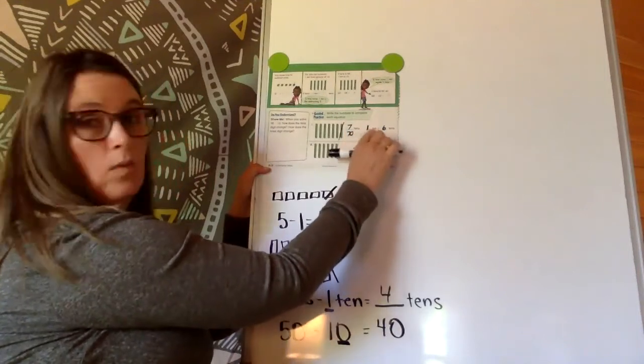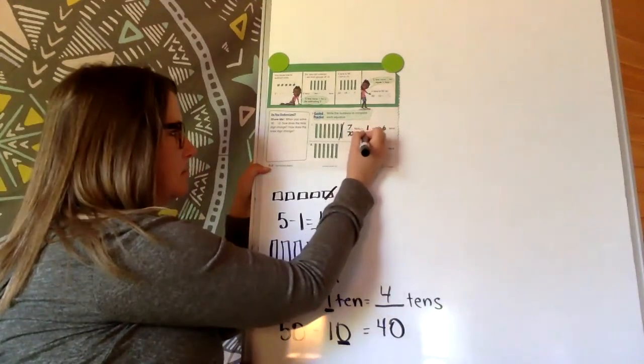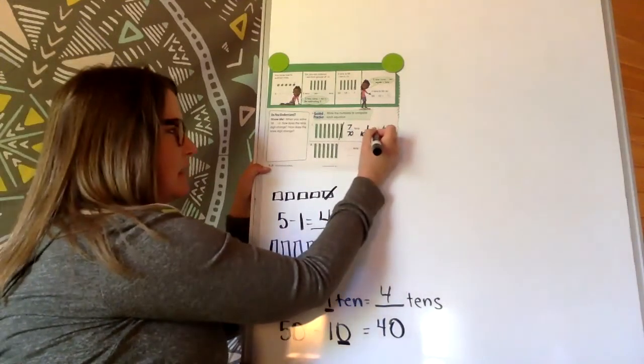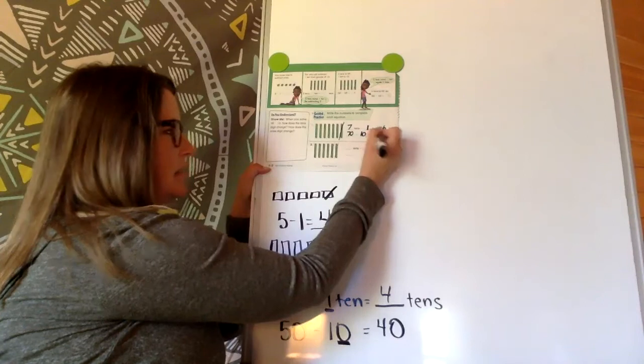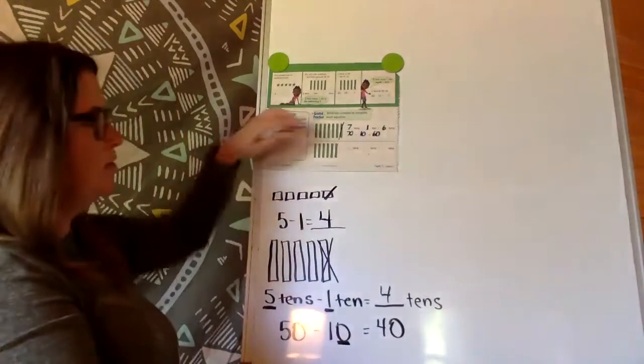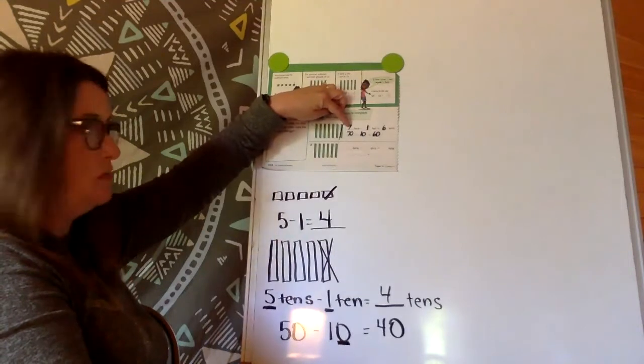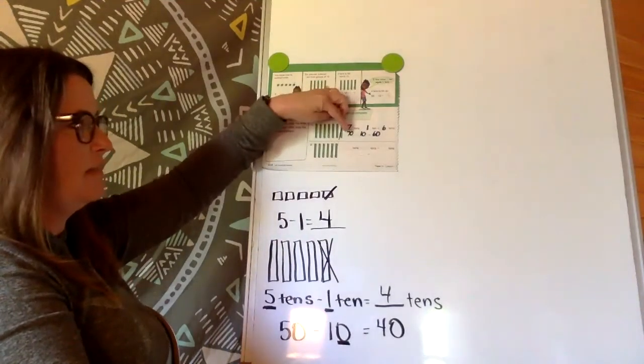Minus 1 ten, 1 ten equals 10. Okay, and that equals 6 tens. So 6 tens equals 60, okay? So you'll do it first with the number of tens that you're using and the word, and then you'll tell me the value of that.